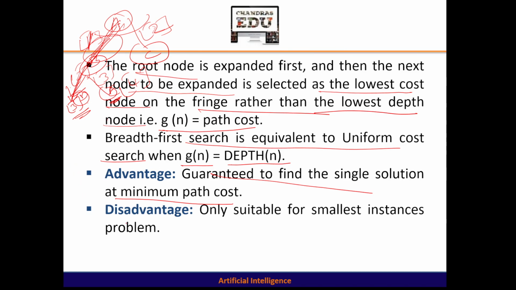What is the disadvantage in this case? It is only suitable for smaller instance problems. Why? Because if we have more instances or more levels.